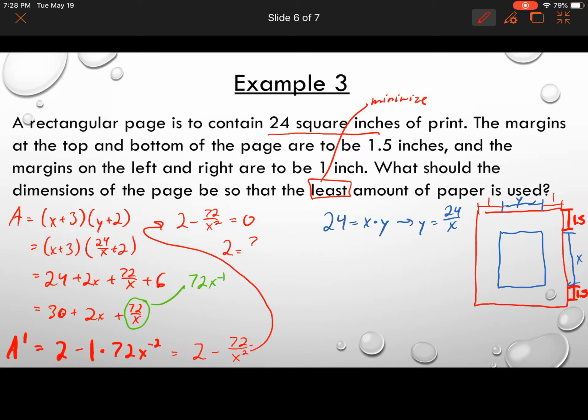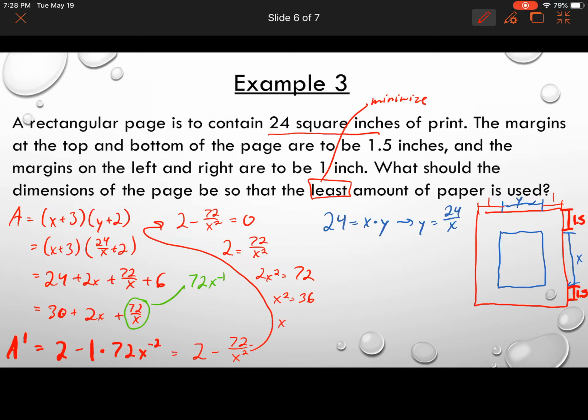So 2 is equal to 72 over x squared. Multiply both sides by x squared. So 2x squared is equal to 72. The x squared on the right side just cancels out. Divide both sides by 2. X squared is equal to 36.